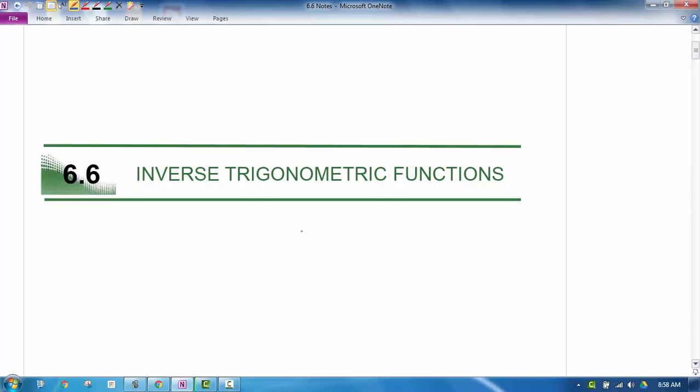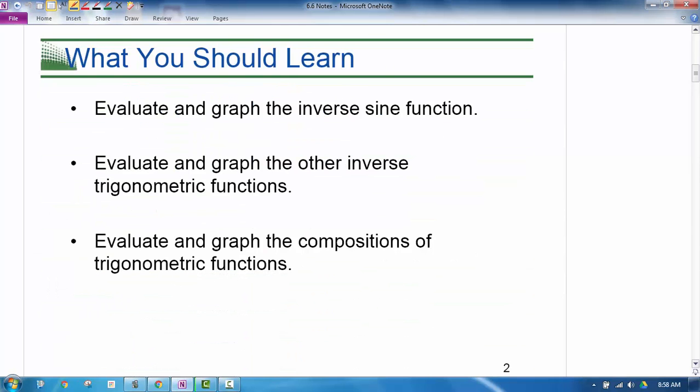Okay, the next section 6.6 is on inverse trig functions. So we're going to evaluate some of these for sine. We'll graph the other inverse trig functions as well, cosine and tangent, and we'll do some compositions.